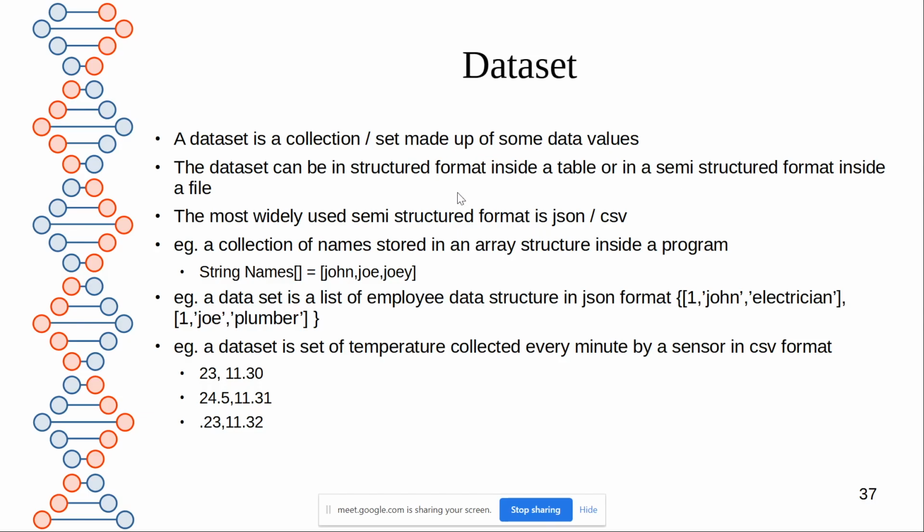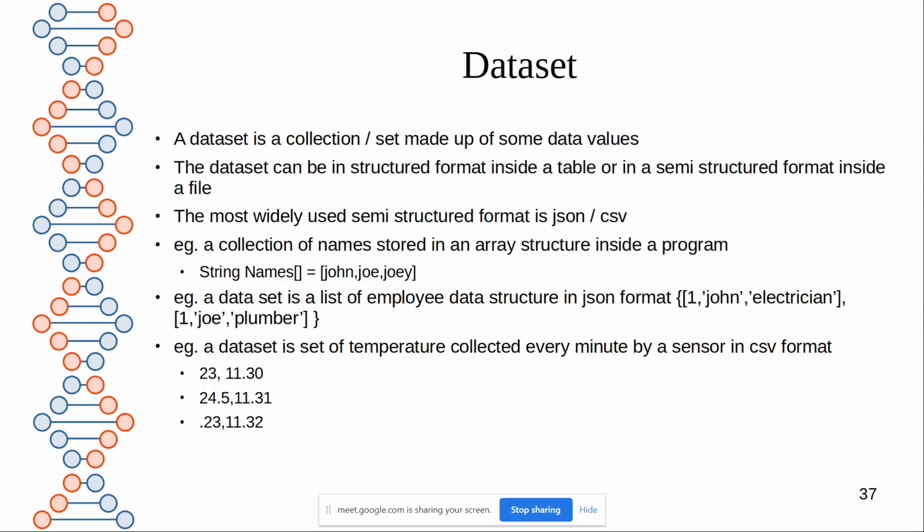The data set can also be stored in semi-structured format inside a file. When we talk about databases, we're talking about database servers, or some kind of software like MS SQL Server, Oracle Server, or maybe MySQL Server. But it is not necessary to use a database. We use particular software to store the data there, but we can store it inside a file also, so whatever you type inside the file is also data. The most widely used semi-structured formats are JSON and CSV.